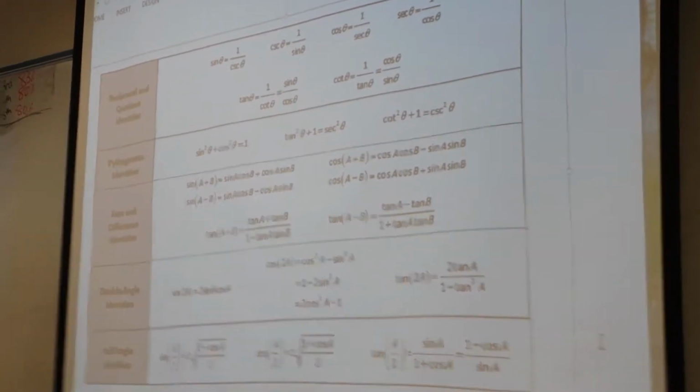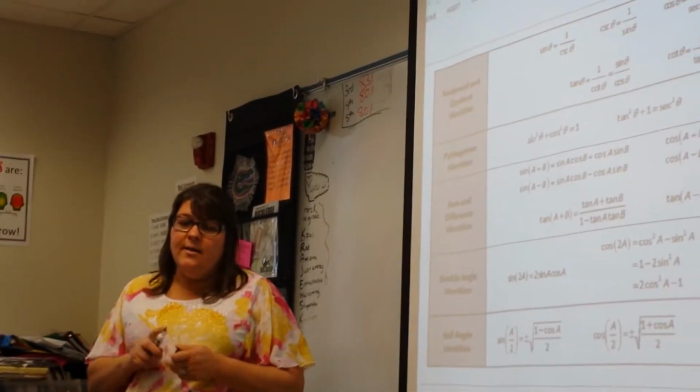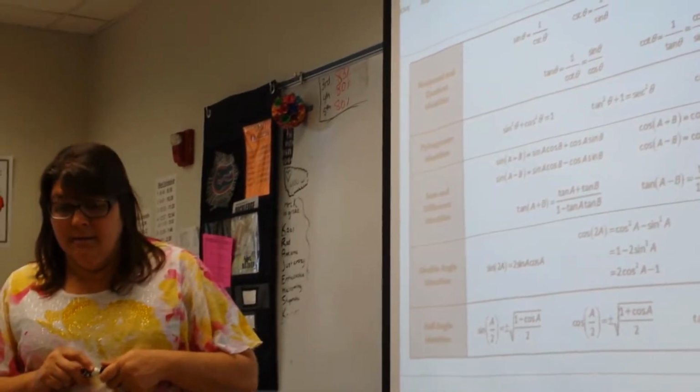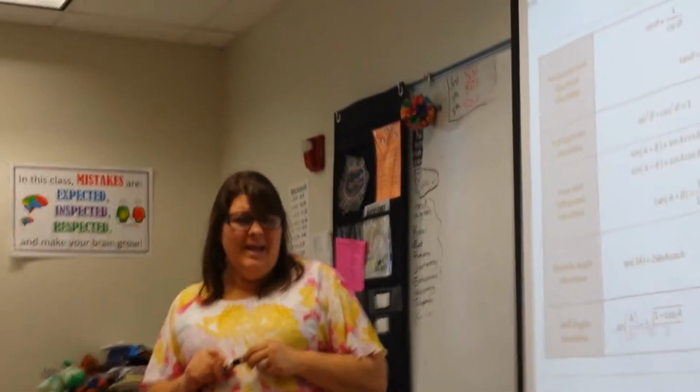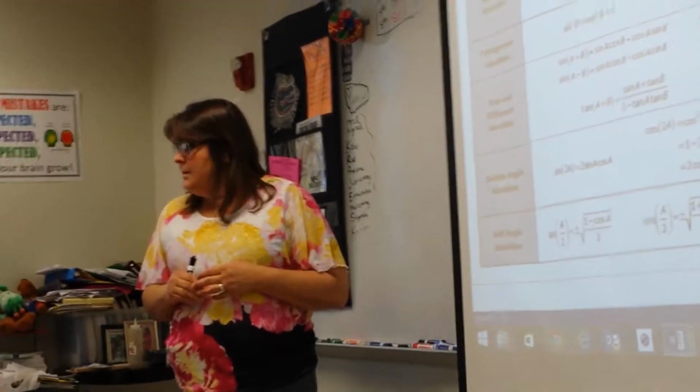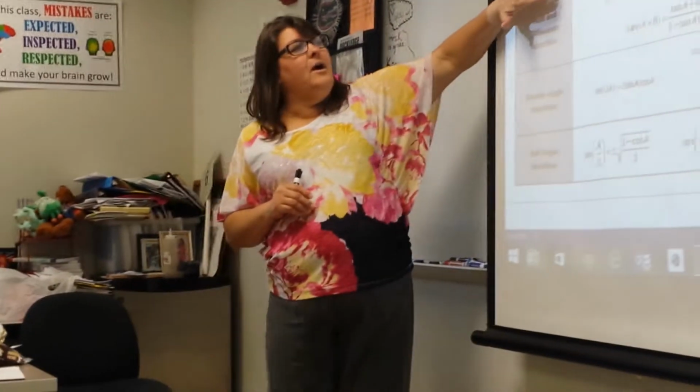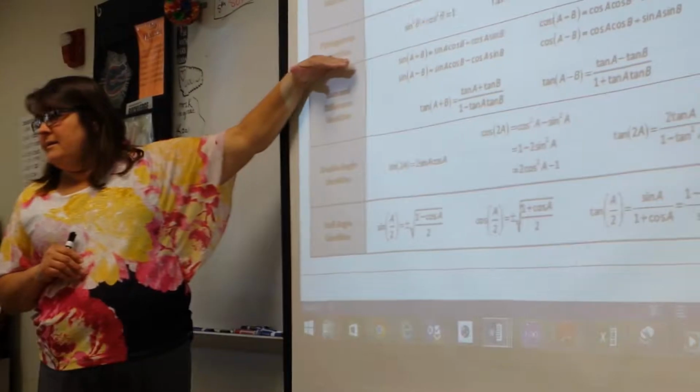Are we good so far? Now, look down on your bright colored sheet of paper for the next identity. What is the next identity? Okay, yeah, it has squares going on. They are called the Pythagorean Identities.